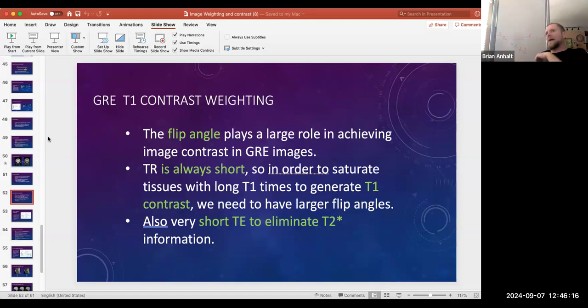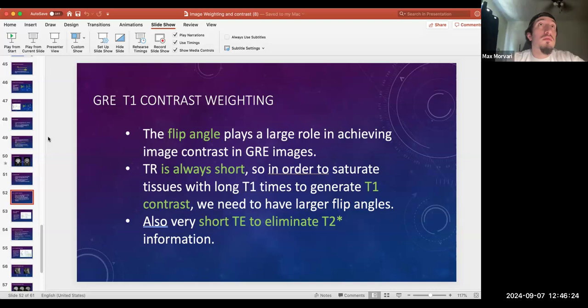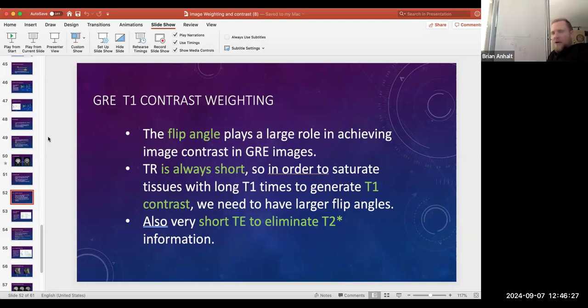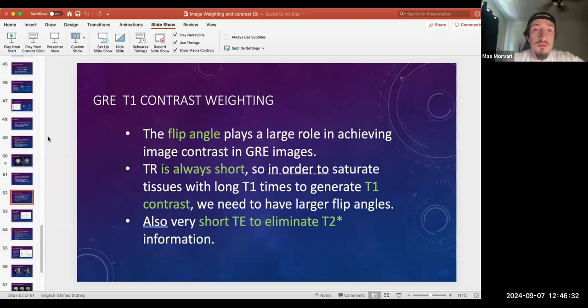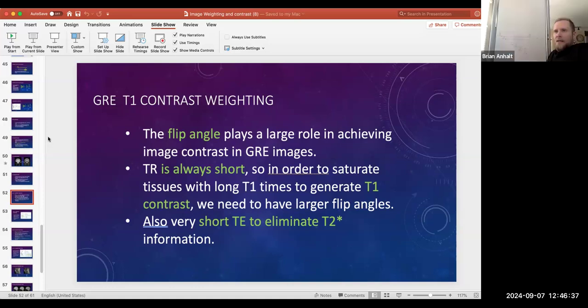If I have a short TR, does that mean I always have T1 weighting? Yes. But I just told you the gradient echoes can be T2 star and T1 weighted, right? So they're not always T1 weighted. If they always have a short TR and they're not always T1 weighted, then something else has to control the amount of T1 weighting. And in this case, it's the flip angle. The flip angle controls the amount of T1 weighting in a gradient echo image.